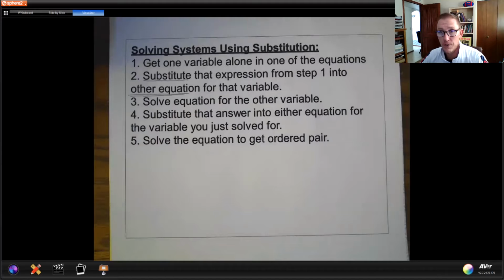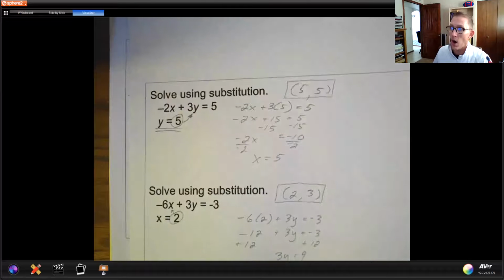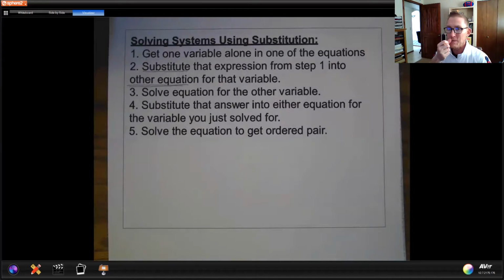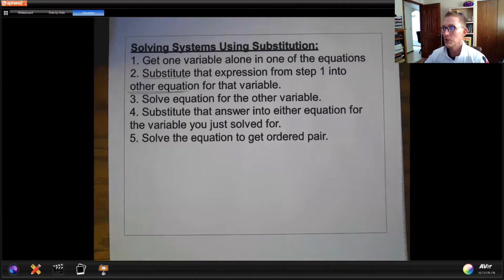You're going to solve the equation for that variable. Whatever answer you get is then going to look just like what we had here. You're going to get y equals 5 or x equals 2. You're going to have some solution for a variable. Substitute that answer into either one of the equations from the beginning, and then solve to get the ordered pair. And as soon as you start seeing examples, this will make sense. Right now, it's obviously just a bunch of steps and words. So if you need to pause right now, go ahead and pause it so you can finish copying down the notes. We're going to go ahead and move on to our first example.